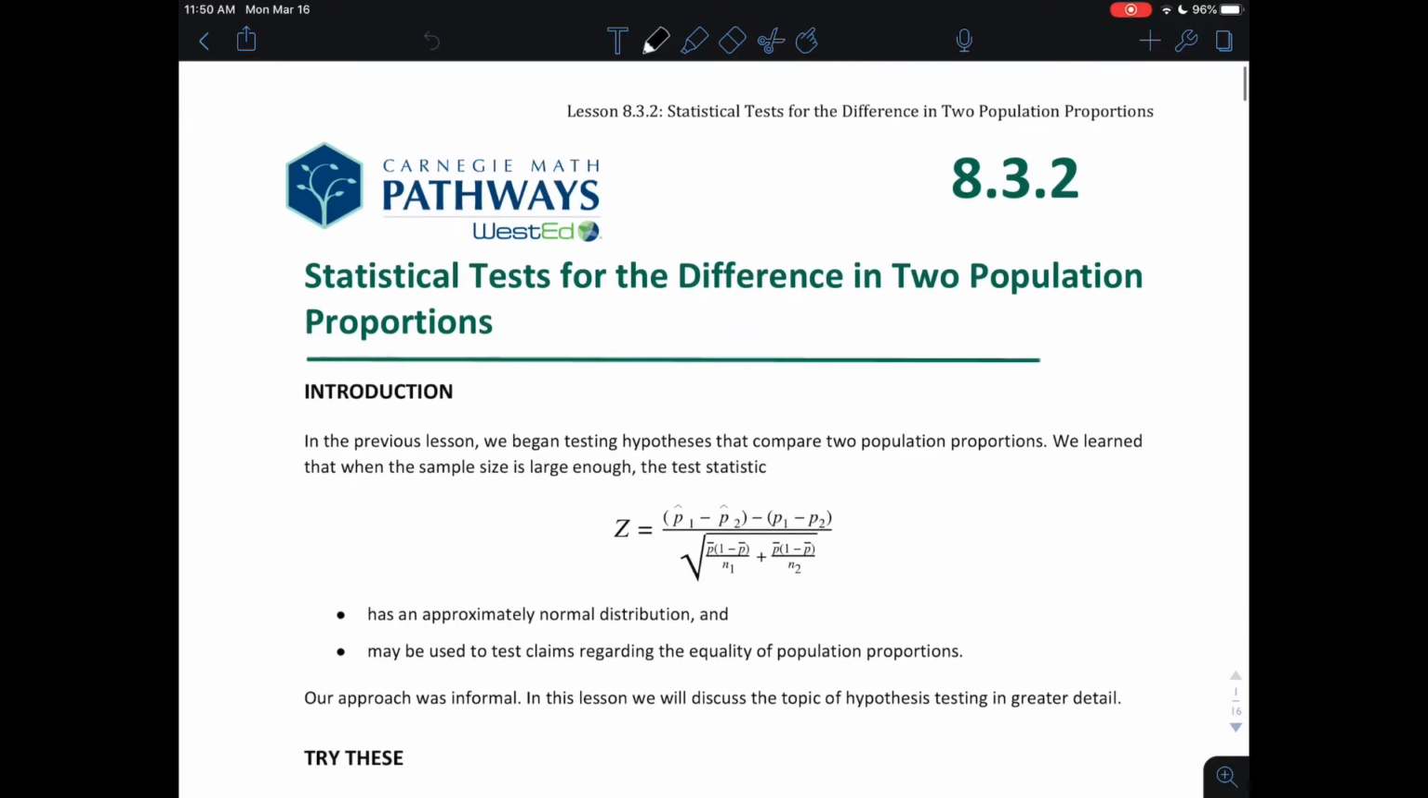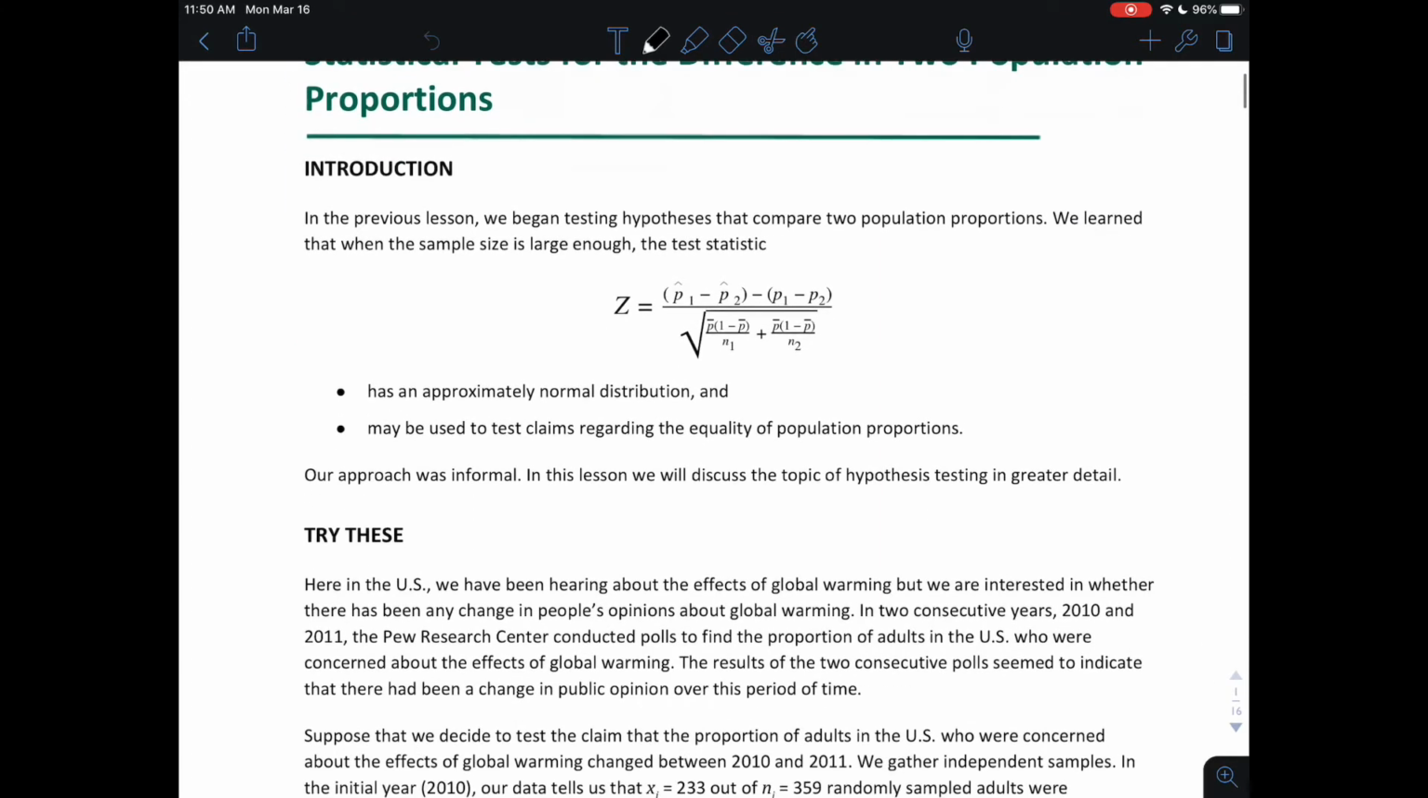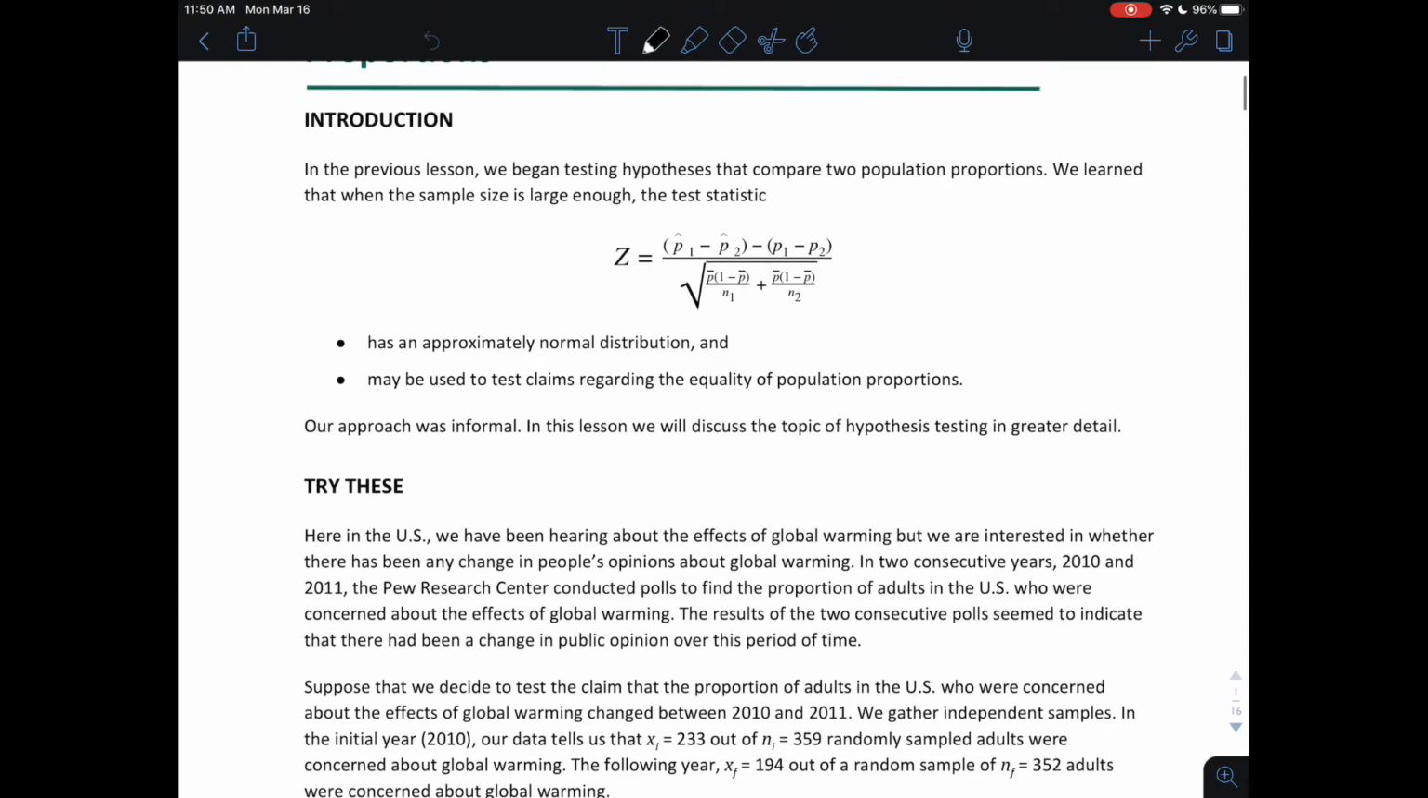Lesson 832, Statistical Tests for the Difference in Two Population Proportions. Introduction. In the previous lesson, we began testing hypotheses that compared two population proportions.